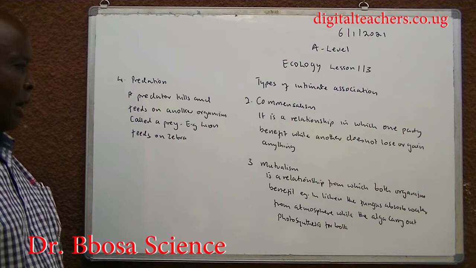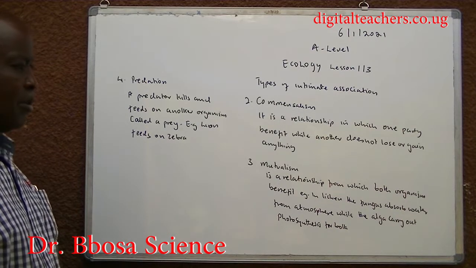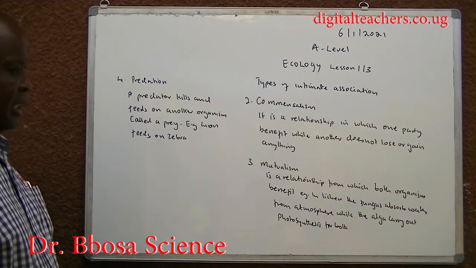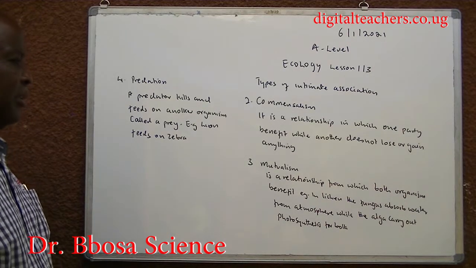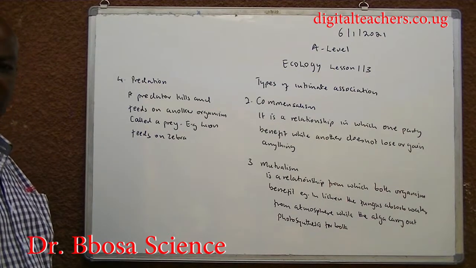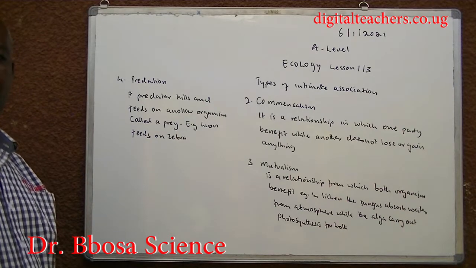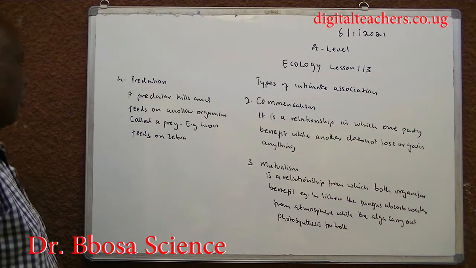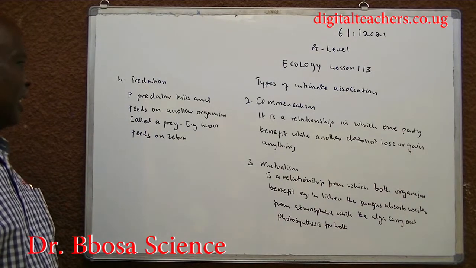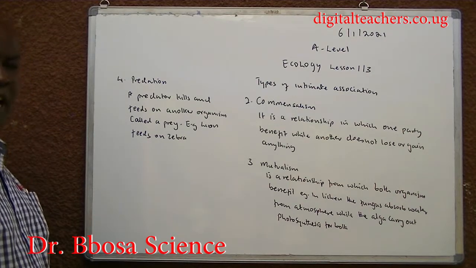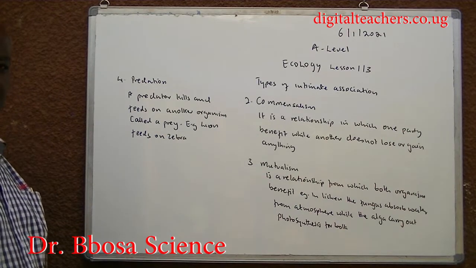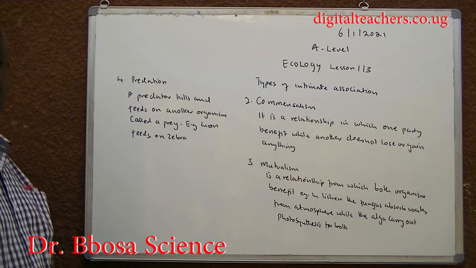3. Mutualism is a relationship from which both organisms benefit. In lichen, for example, the fungus absorbs water from atmosphere while the algae photosynthesize for both. 4. Predation. A predator kills and feeds on another organism called a prey. For example, a lion feeds on zebra.